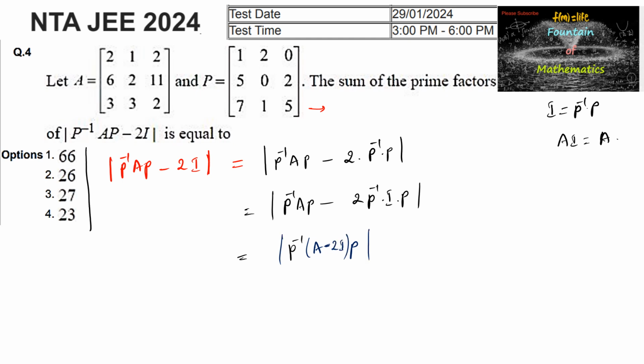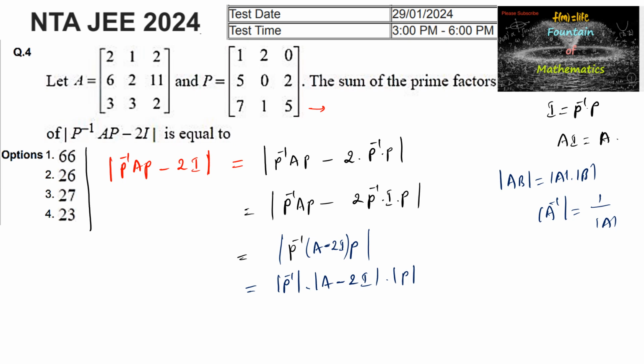And we know that the determinant of AB is equal to det A into det B. So we can write here determinant of P inverse into determinant of A minus 2I into determinant of P. And we know the determinant of A inverse is equal to 1 by det A. So we can write 1 upon determinant of P into determinant of A minus 2I into determinant of P. So we can cancel determinant of P. So we finally got determinant of A minus 2I.